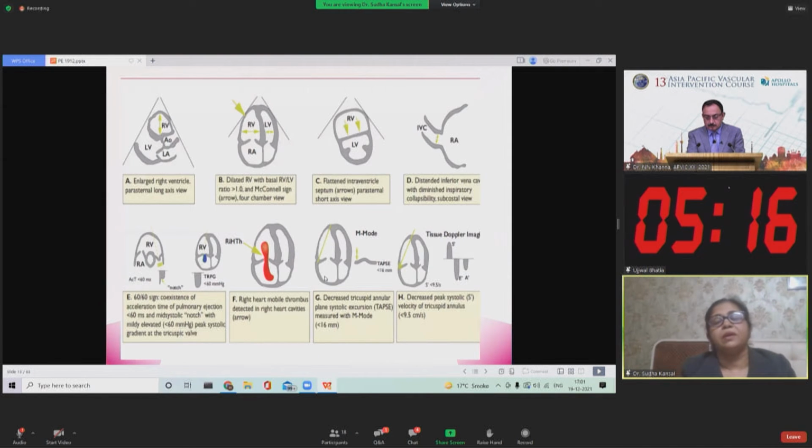Also 2D echo is a very useful bedside modality, and you have to look for various changes like enlarged right ventricle with basal RV-LV ratio of more than 1. So RV is bigger than LV, McConnell sign, flattened interventricular septum, the IVC is distended without any cyclical variation with breathing. You can sometimes find a clot, or there can be decreased TAPSE and decreased peak systolic velocity of tricuspid annulus.